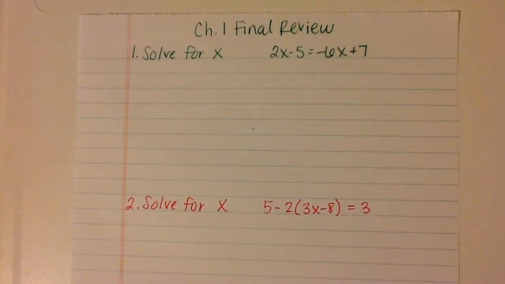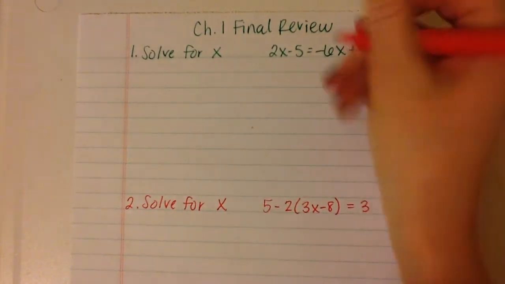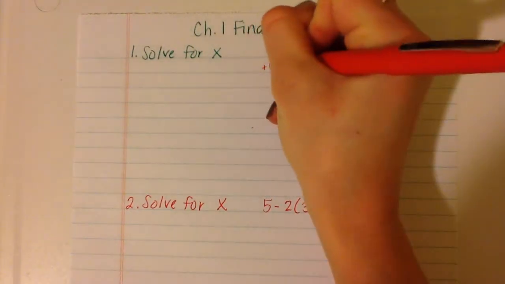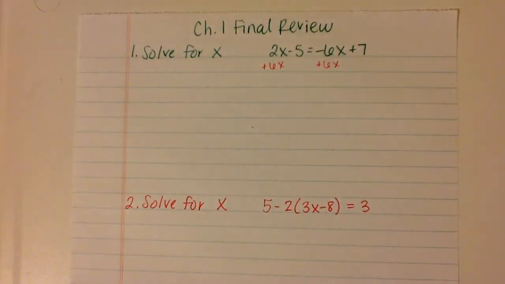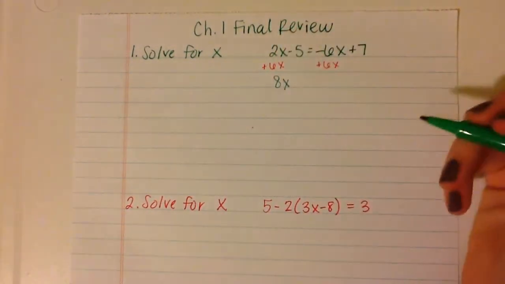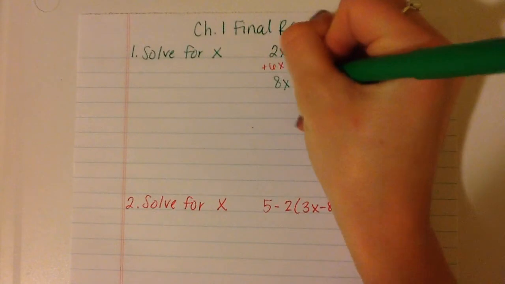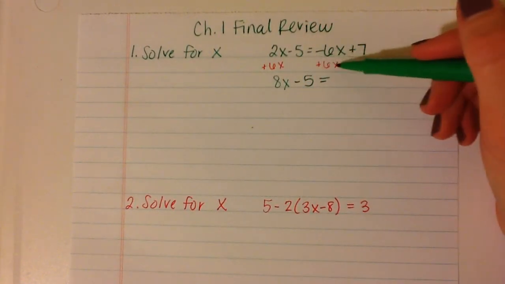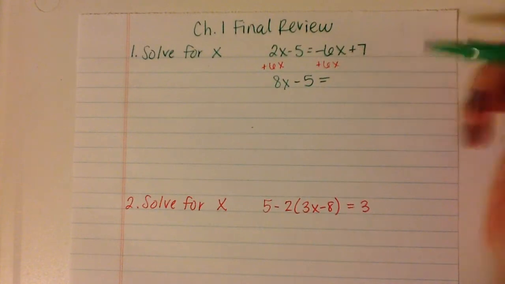So let's move our 6x over first. We have a negative 6x, so we're going to add 6x to both sides. 2x plus 6x gives you 8x. And we still have minus 5 equals, well, negative 6x plus 6x is 0, so that goes away, and you're left with plus 7.